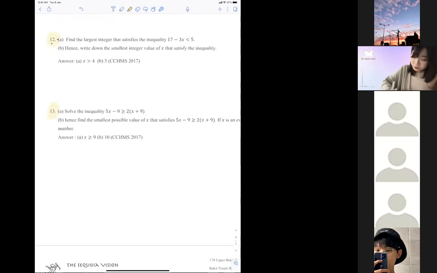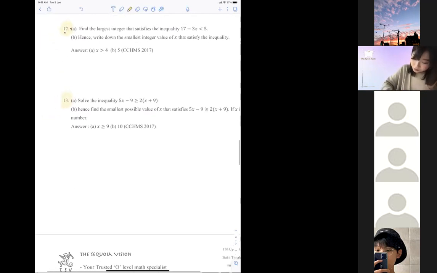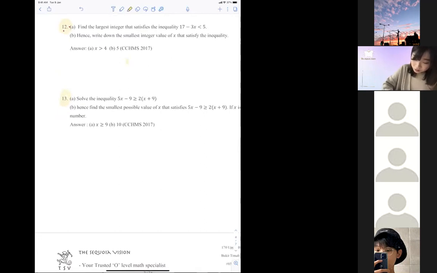For question 13, bring over the 17, positive bring over negative. So 5 minus 17. Now you need to divide by minus 3, and because you divide by negative, you flip the sign. That is for part A. Since x must be bigger than 4, the smallest it can be is 5.